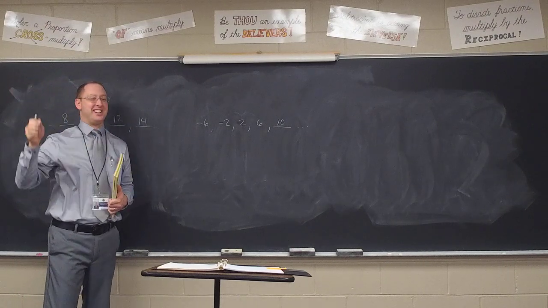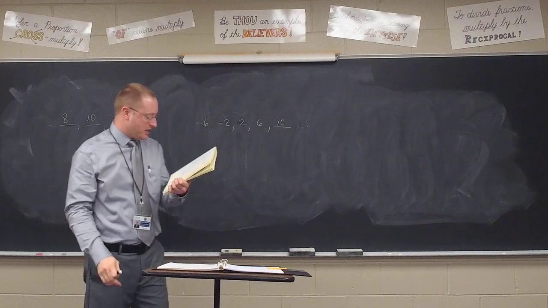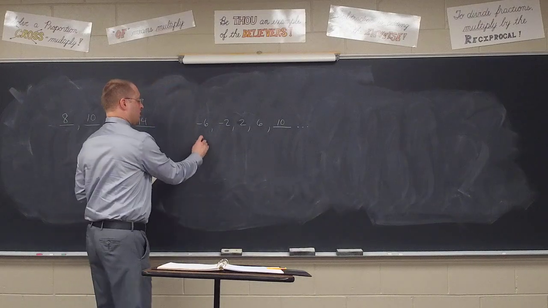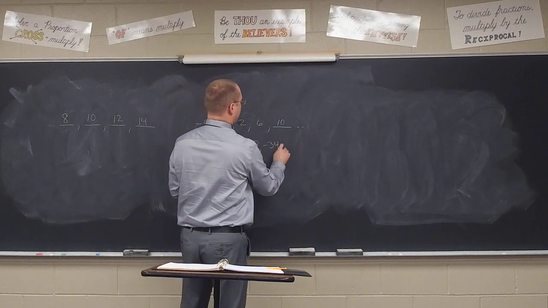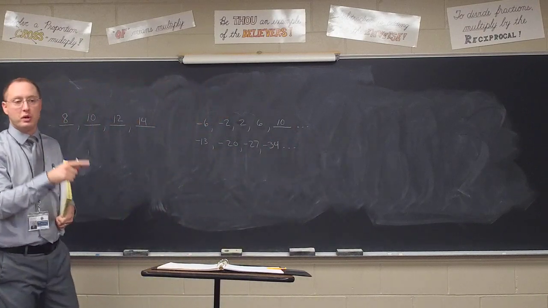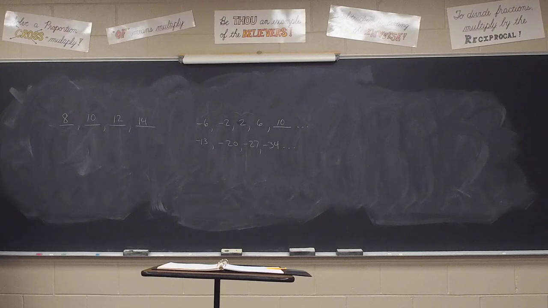Common difference. Class, what is it? Common difference. All right, number 5. They give us negative 13, negative 20, negative 27, negative 34. What are we doing here? What does it look like we're doing here?